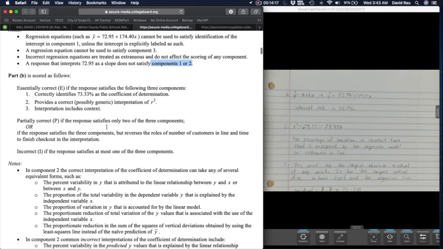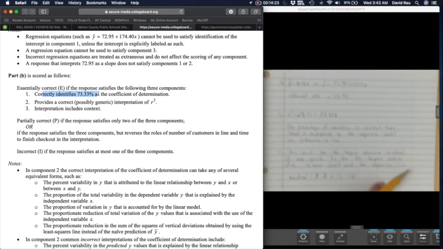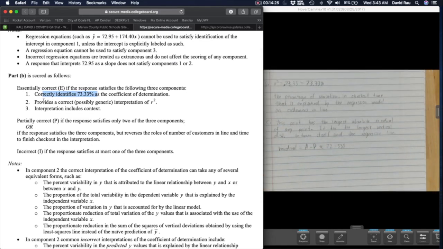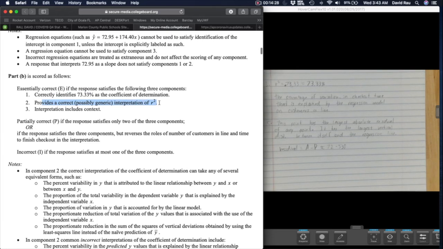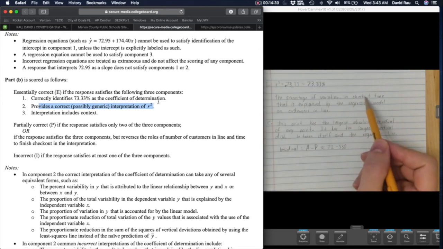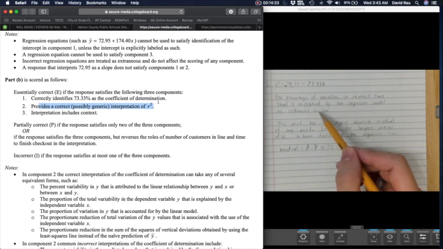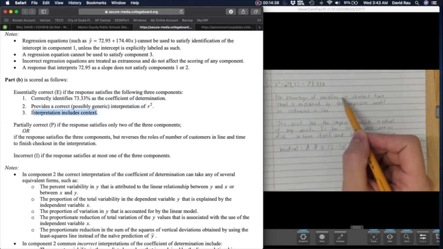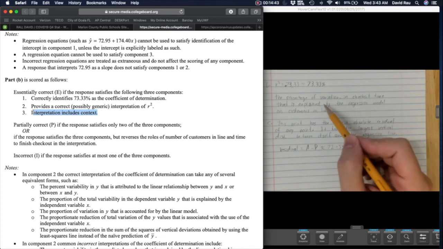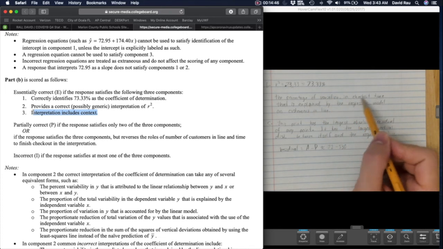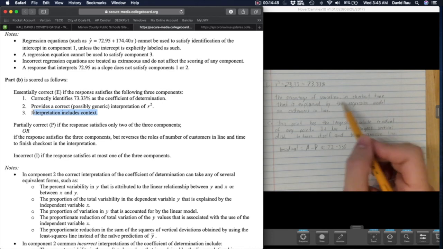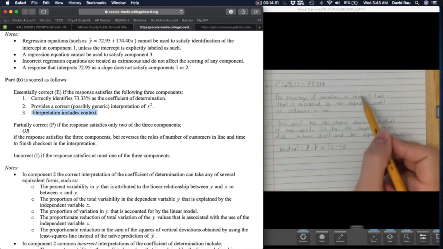Okay, part B. Did you identify the 73.33? Again, never look at R-squared adjusted. That's part 1. Did you give a generic interpretation of R-squared? So again, percent of the variation in checkout time that's explained by the customers in line. And then, does it include context? Now again, notice I didn't just say percentage of variation explained by the explanatory variable. I said the percentage of variation in checkout times. Now I could be a little more descriptive there. That's explained by customers in line. That is the context. All right.